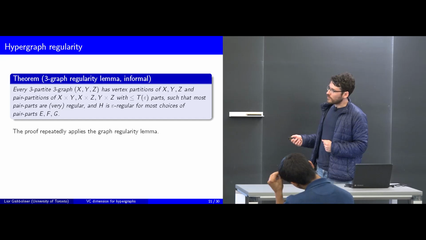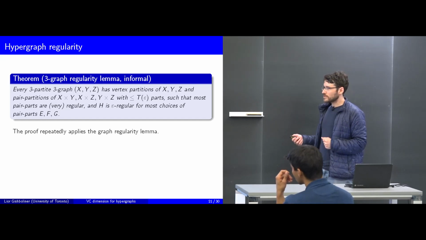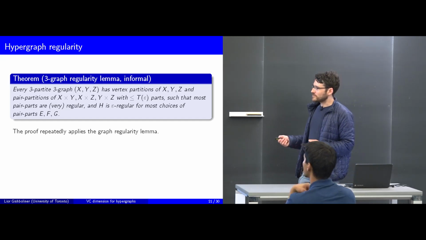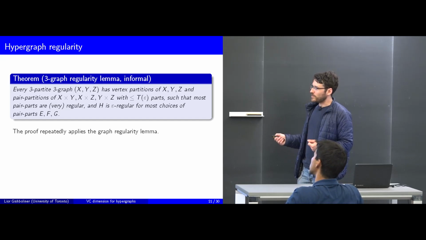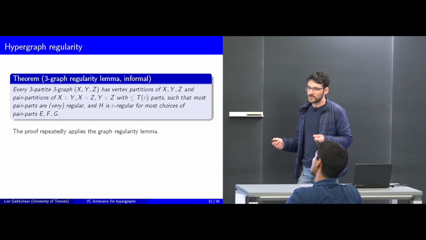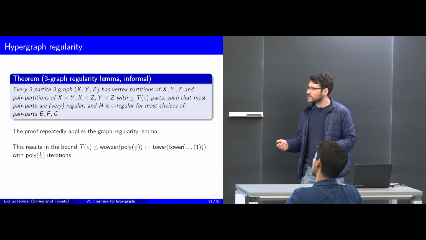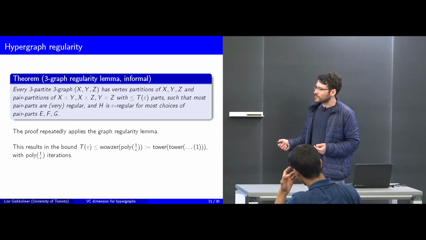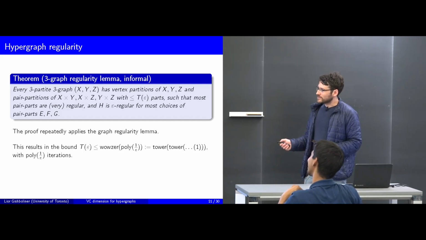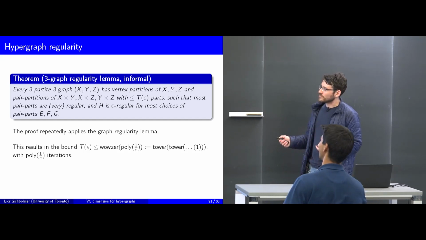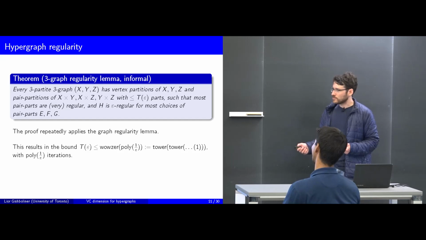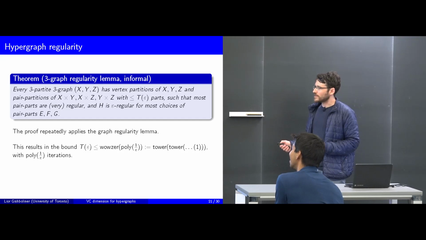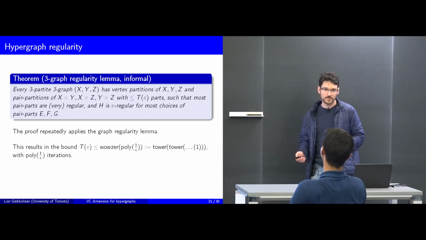Now, what is the dependence that you get? Well, in the graph case, it was tower. Here it gets even worse. The reason is that you have to apply the graph regularity lemma iteratively, so you're iterating this tower function. This is called the Wowzer function, which means Wowzer of x is tower of tower of tower of tower, x times. And the bound for the 3-uniform regularity lemma is a Wowzer of height poly 1 over epsilon. Okay?